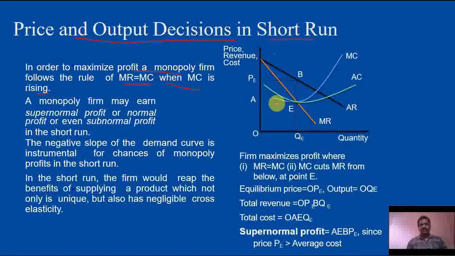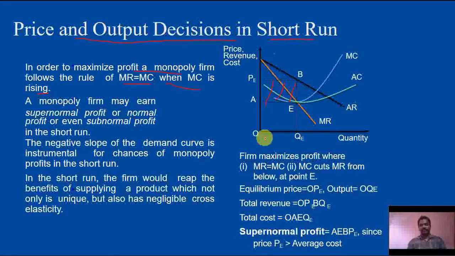Now in this case the average revenue is more than the cost. So here the firm maximizes profit: MC cuts MR from below at point E, that is one condition. Then total revenue is OPEBQ, this is the total revenue, and the cost incurred is OAEQE, which is the total cost.